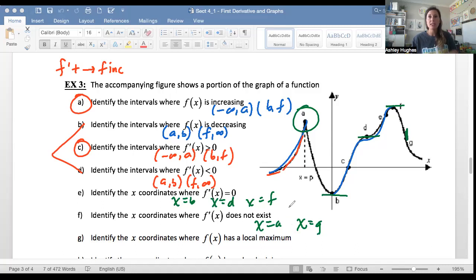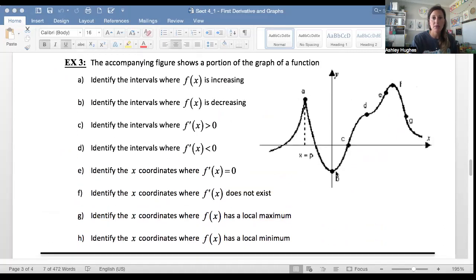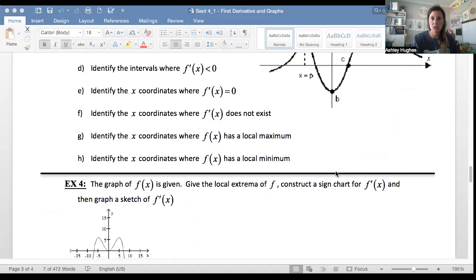Where does f have a local maximum? So that means it looks like a hilltop. I want you to think that it looks like a hilltop, but what it means is the point here is relatively bigger than the ones around it. So that would be A and F. So it's kind of turning points in the graph where it looks like a hilltop. Local minimum then would be B. And I think that's all, just B.